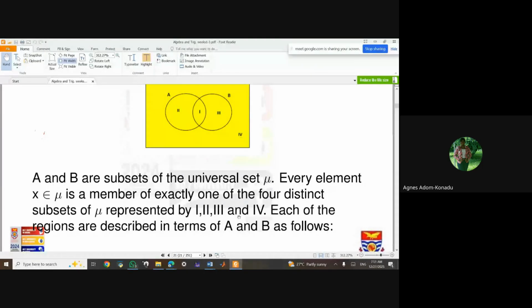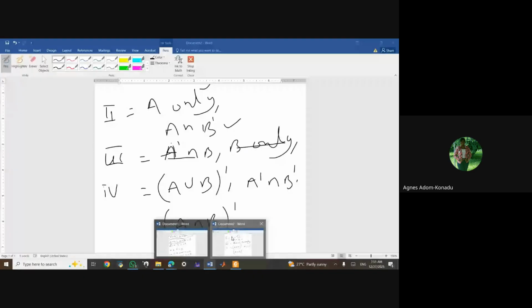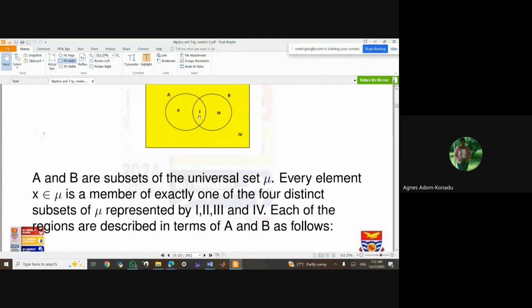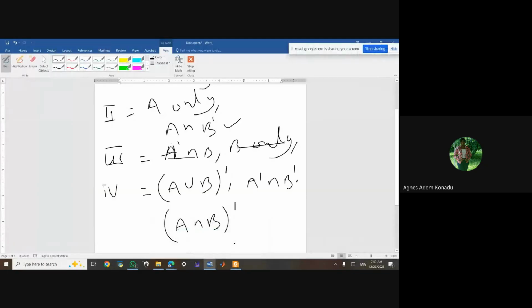Do you agree that (A intersection B) complement means that I'm taking A intersection B, which is I, out, then the whole of everything else will be my (A intersection B) complement. But here we are looking at only IV. So this one is not the answer, but the answer is (A union B) complement, or A complement intersection B complement. Okay, thank you. We'll look at another one.